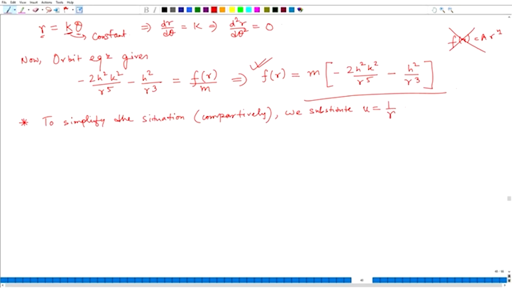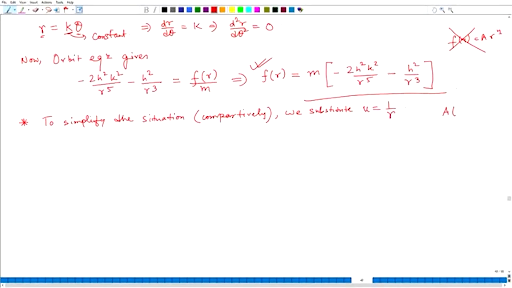Now, at this point there is a small subtlety you have to understand: these two situations are not exactly equivalent. Whenever you have laws f of r, so the force laws as a function of r, you can have this type of force law without any problem for all r possible. Let us say some alpha r to the power n, where n is greater than 0.